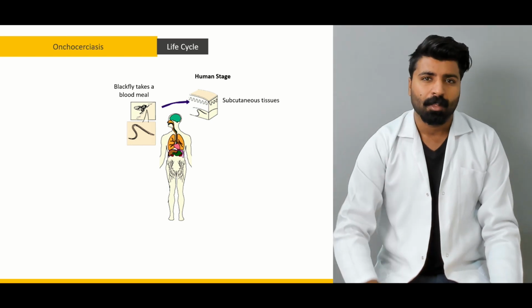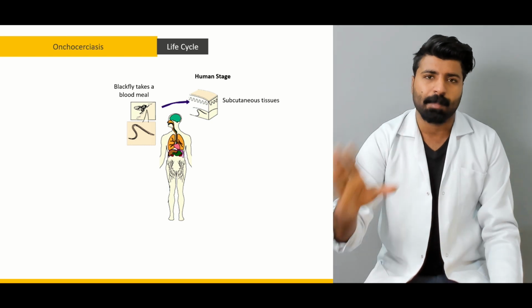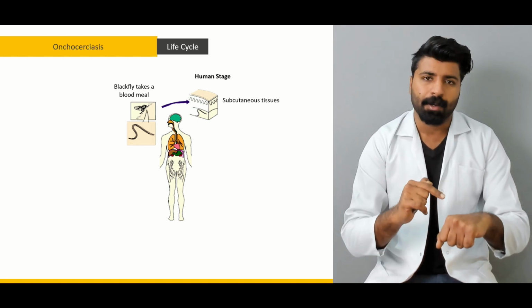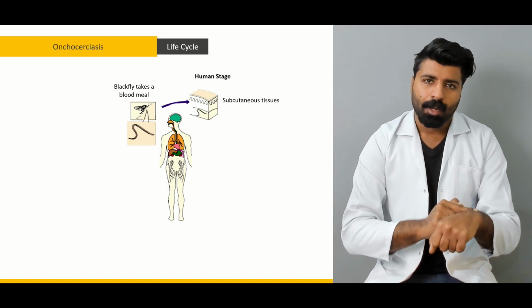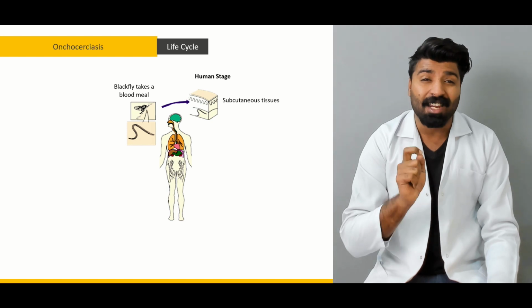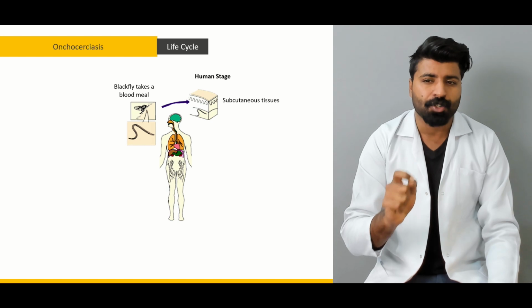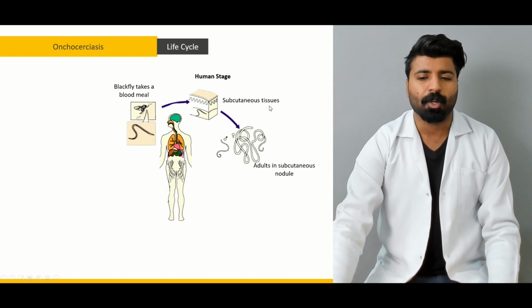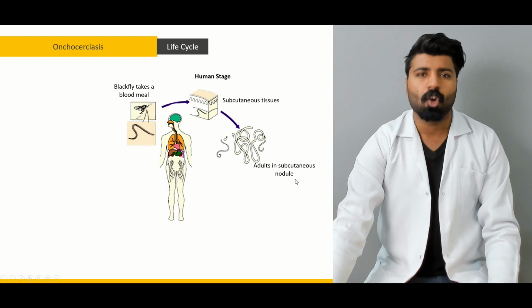Now, for example, let's talk about a healthy patient. You are a healthy patient and you are being bitten. What's going to happen? The black fly comes in, bites you on the skin, and then leaves. Now that bite contains what? L3 larva, the mature larva. What's that L3 larva going to do? It's going to get into your subcutaneous tissue, and in the subcutaneous tissue, adults are formed in the nodules. They're not going to stay there.